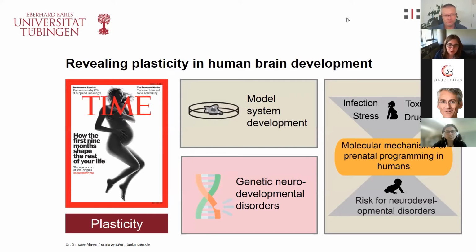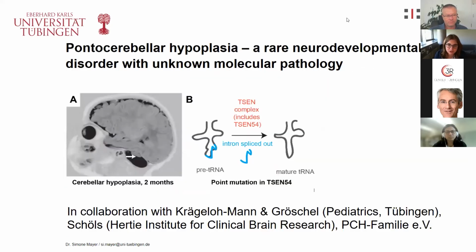Then just to give you a flavor of another project of what we're doing with these brain organoids in the area of genetic neurodevelopmental disorders, we're collaborating with the pediatrics department here on a very rare neurogenetic disorder, pontocerebellar hypoplasia. You can appreciate from this scan that in this 2-month-old baby, there's a big black hole here, and the cerebellum is extremely small. This is a classical manifestation of pontocerebellar hypoplasia. This disorder is often diagnosed within the first couple of weeks of birth. And from a biologist's point of view, it's very interesting because one subtype of this disease, actually the most common one, is caused by a specific point mutation in TSEN54.